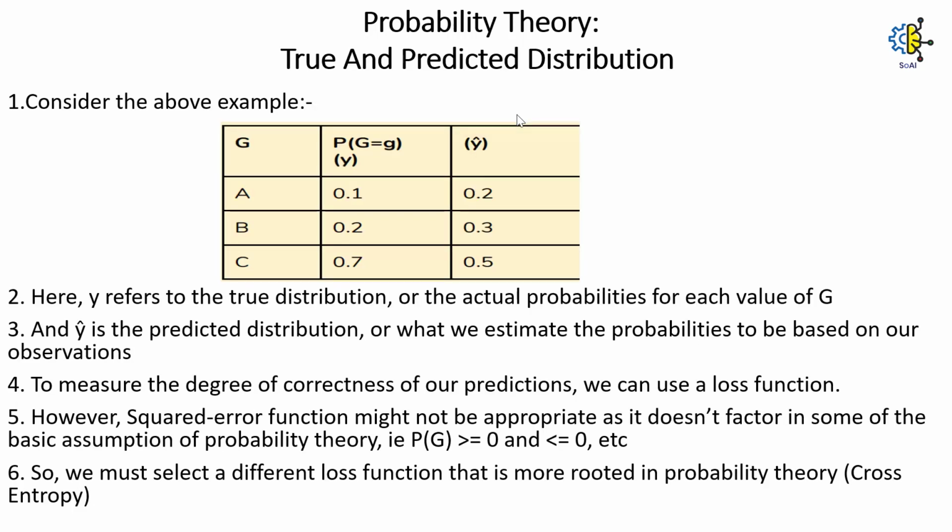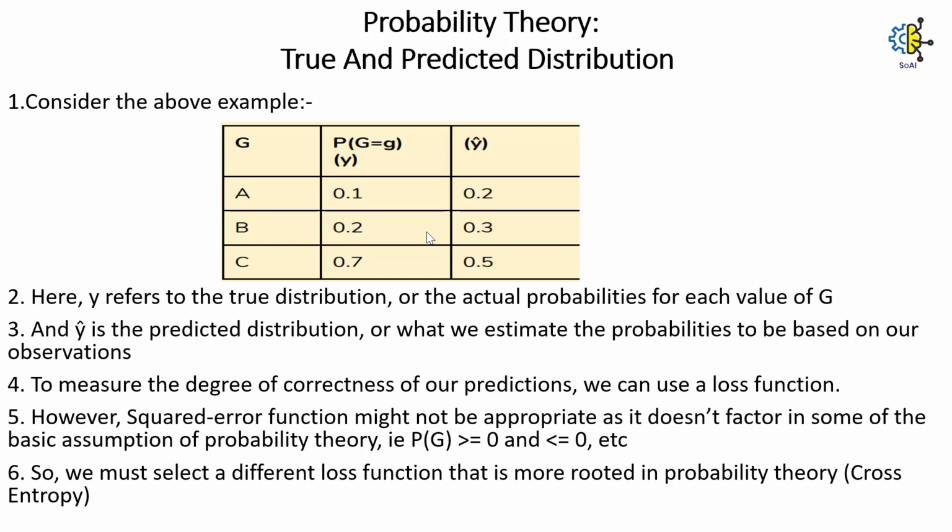True and predicted distribution. Consider the above example. Here, this is the table in which you can see the probability of G, where G is a grade with values A, B and C. The probability of grade A is 0.1, which is denoted by y, and y cap is 0.2. The probability of grade B is 0.2 and its y cap is 0.3. The probability of grade C is 0.7 and its y cap is 0.5.